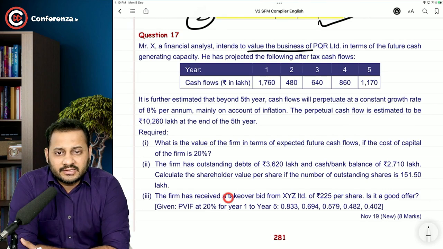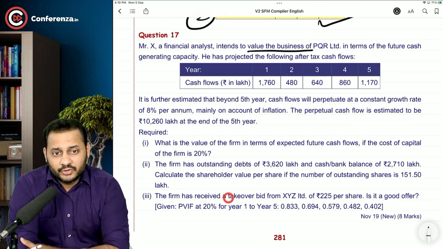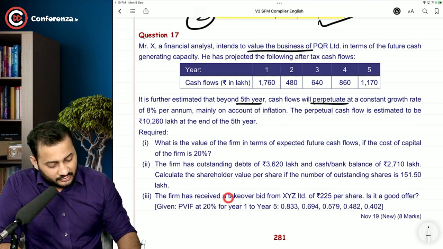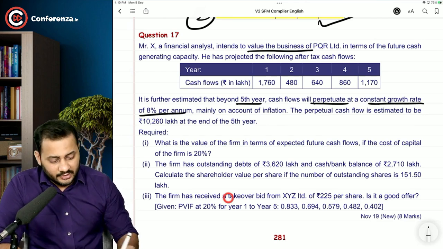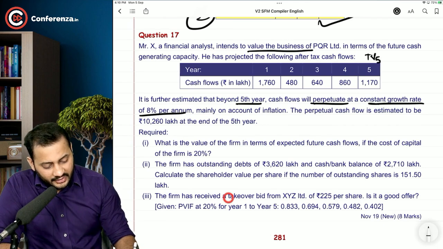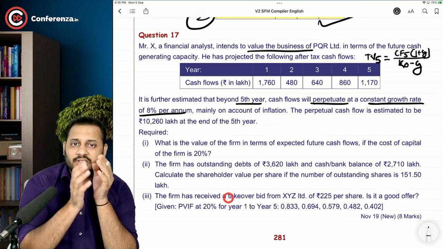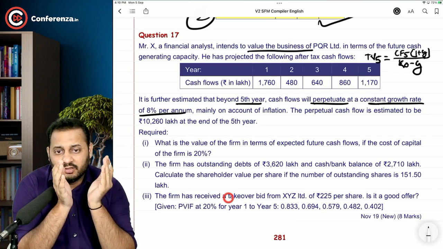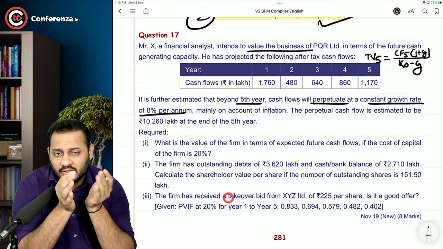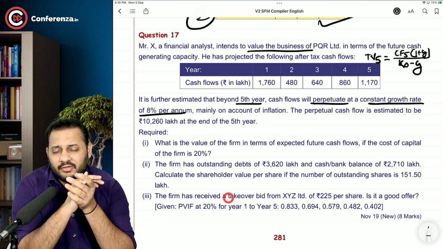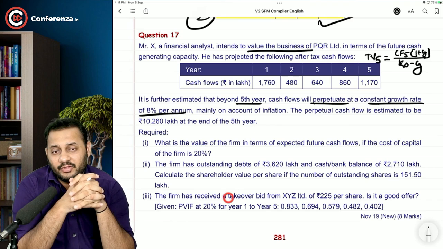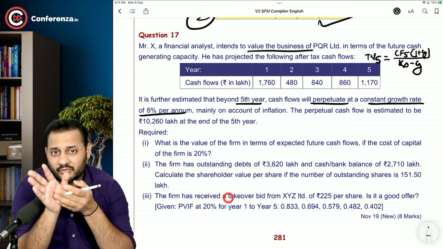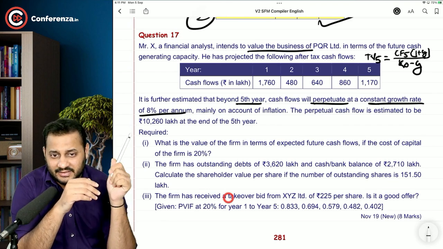It is further estimated that beyond the 5th year, cash flows will perpetuate at a constant growth rate of 8% per annum. That means you will be calculating terminal value at the end of year 5 with the help of cash flow for year 5 into (1 plus growth) divided by (overall cost of capital minus growth). So this is a two-stage cash flow model where you are going to discount the first 5 years cash flow, exactly the same way we used to calculate the market price in security valuation. First 5 years dividend is discounted and then the terminal value is also discounted, just like that.